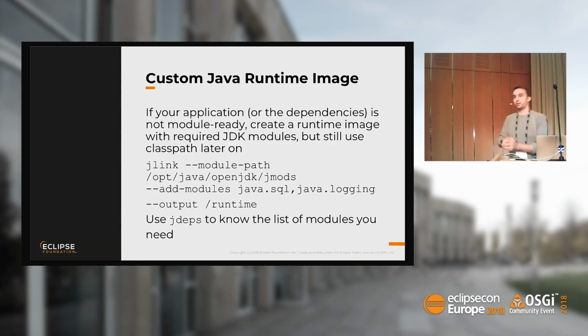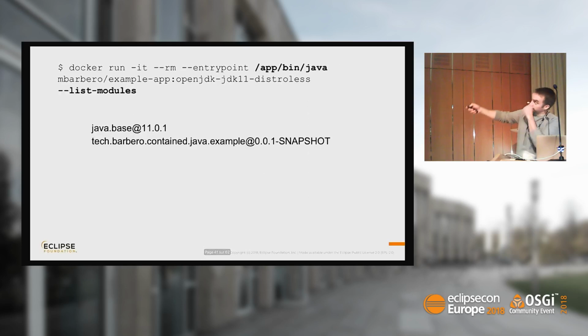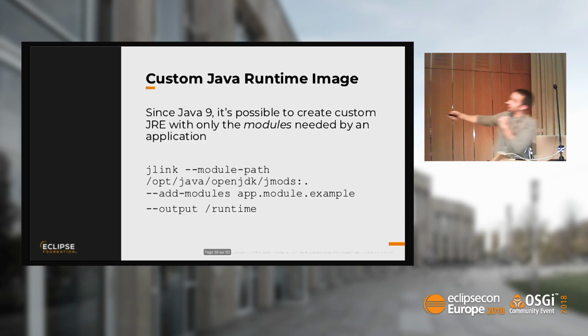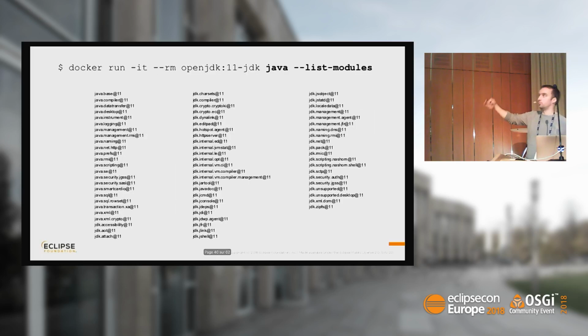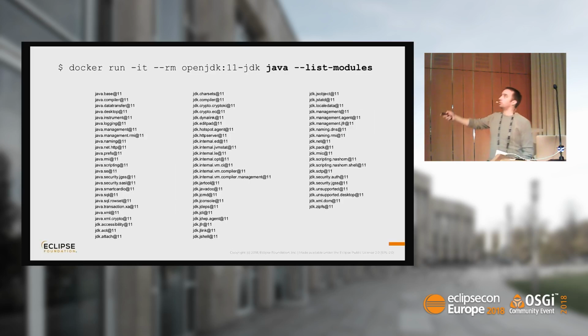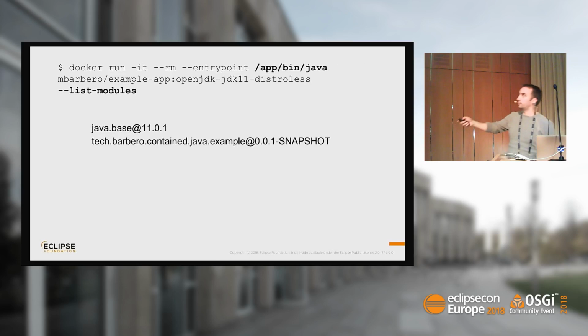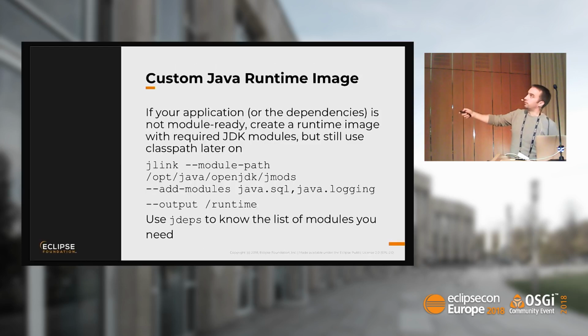You want to containerize your application, and most of the time it won't be module-ready, so you won't be able to use this kind of command line. Your application is not a module already, so you want to use the class path at runtime. So you just want to shrink the JRE that you are building. For that, you can still use JLink and just add the modules that you need. We don't care about your application yet. We just need to shrink the JRE for now.